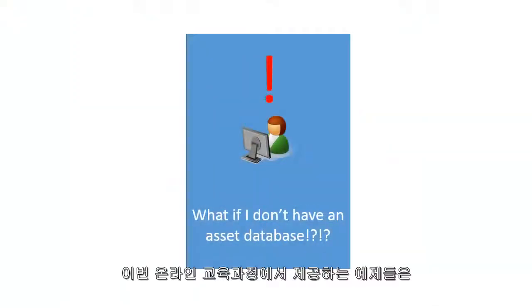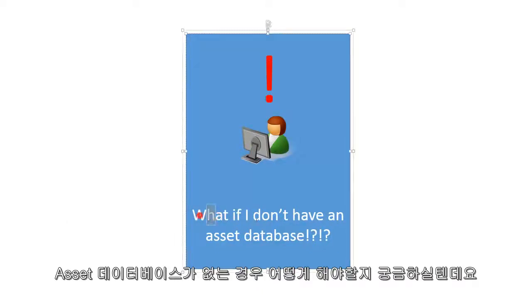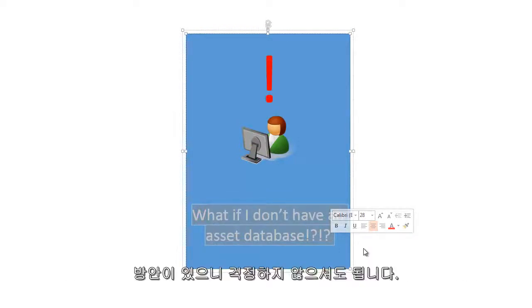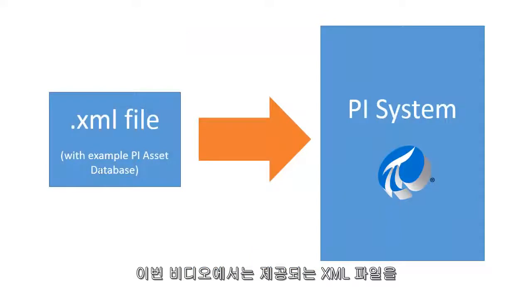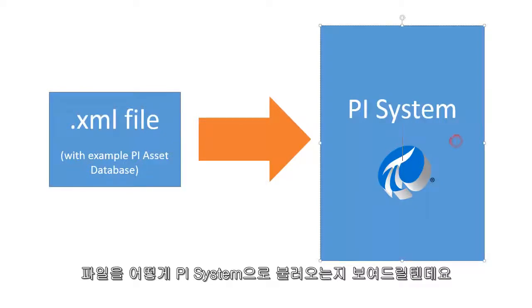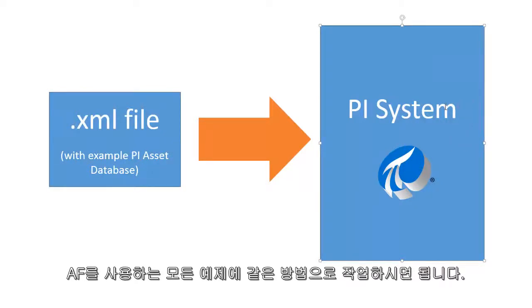A number of the exercises in this online course use asset-based PI system references. And you might be asking, well, what if I don't have an asset database? Well, never fear, we actually have an answer for you. So in this short video, I'm going to show you how to take an XML file that we provide and import it into the PI system really easily so that you can use all the same examples within AF that we're using.